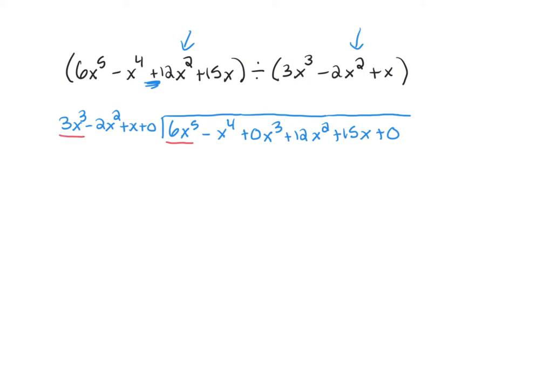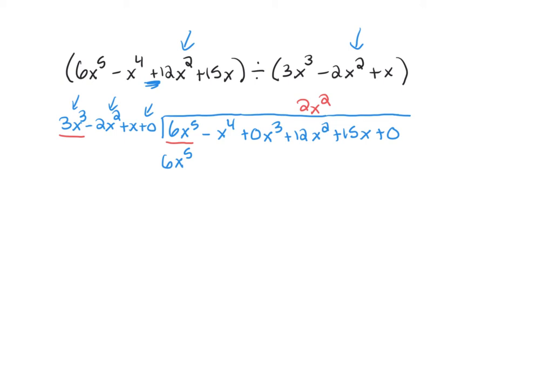3x to the third goes into 6x to the fifth how many times? Or you could just think dividing. So I'm going to divide, and I will get 2x squared. And now I need to multiply and bring down. So multiply out here. So 2x squared times 3x to the third will give me that 6x to the fifth.